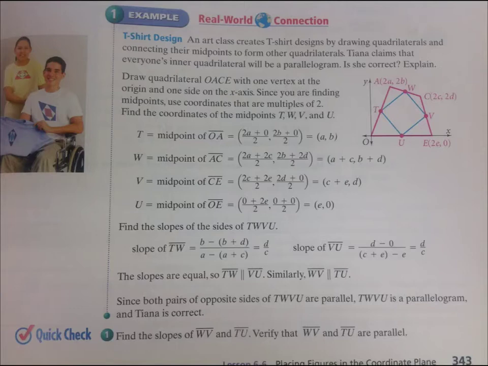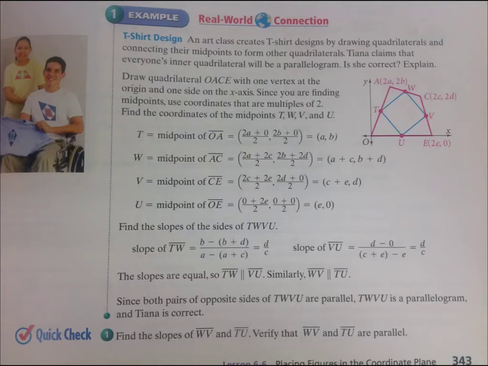Now how are we going to find out if the interior quadrilateral, the blue one, is a parallelogram, like Tiana suggested? Well, we have to figure out if both pairs of opposite sides are parallel. So now we're going to use slope formula. I use slope formula on TW. Remember, it's y sub 2 minus y sub 1 over x sub 2 minus x sub 1. So we do the slope of TW, and we get d over c. Then we do the slope of UV, and we get d over c as well. So this pair of sides ends up being parallel.